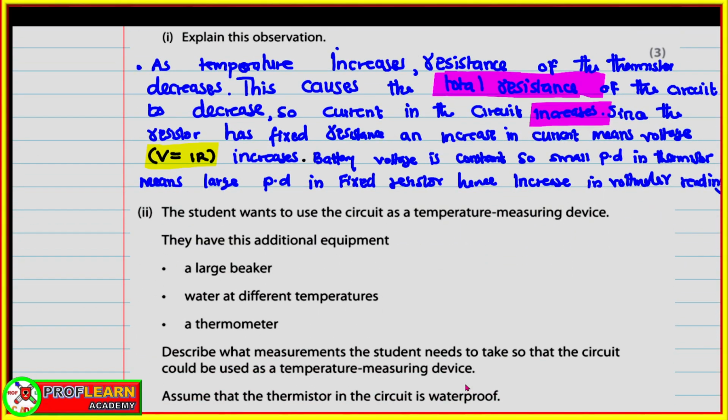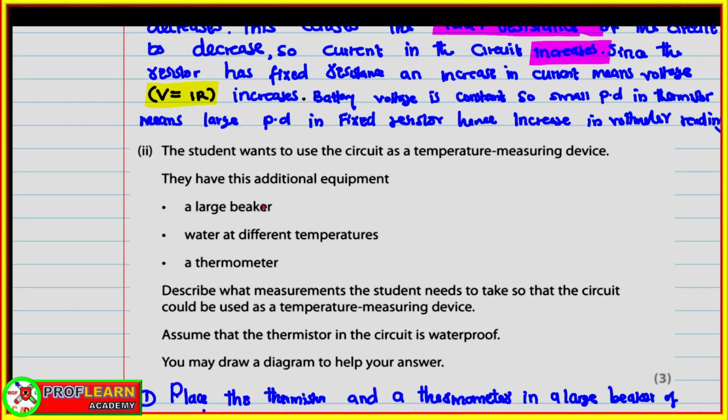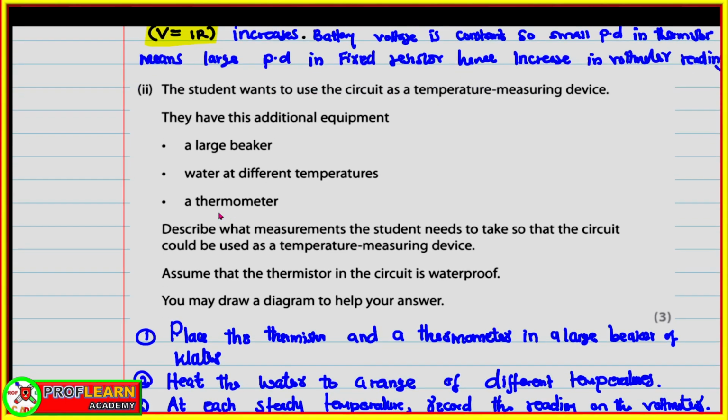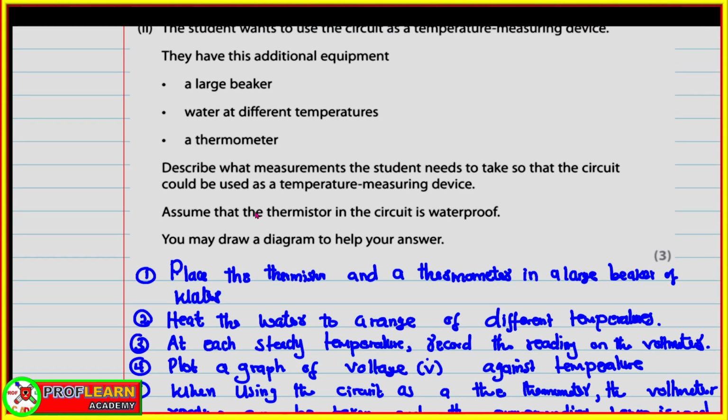A student wants to use a circuit as a temperature measuring device, and they have this additional equipment. We have a large beaker, water of different temperatures, and the thermometer. Describe what measurements the student needs to take so that the circuit could be used as a temperature measuring device.